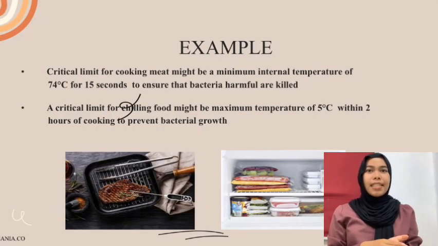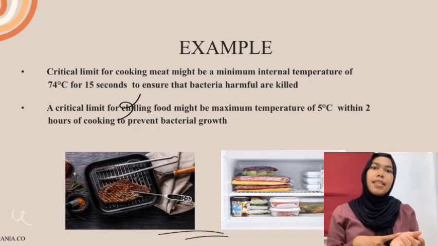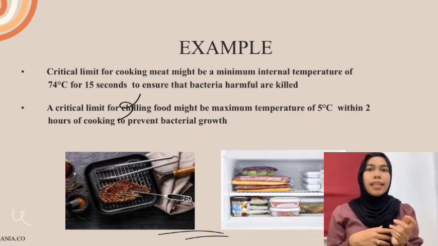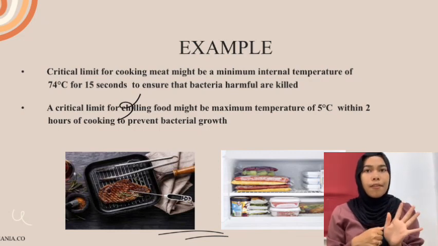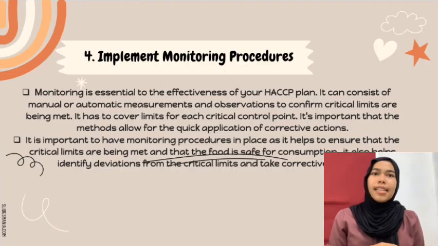For example, a critical limit for cooking meat might be a minimum internal temperature of 74 Celsius for 15 seconds to ensure that harmful bacteria are killed. And a critical limit for chilling food might be a maximum temperature of 5 Celsius within 2 hours of cooking to prevent bacterial growth.